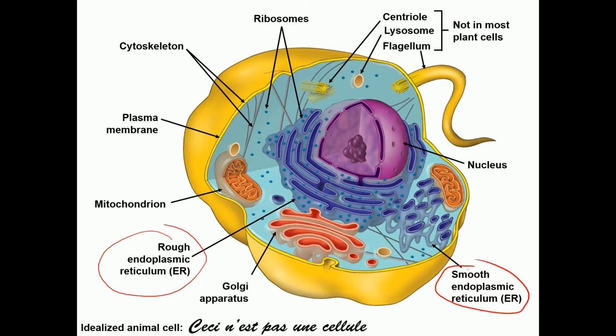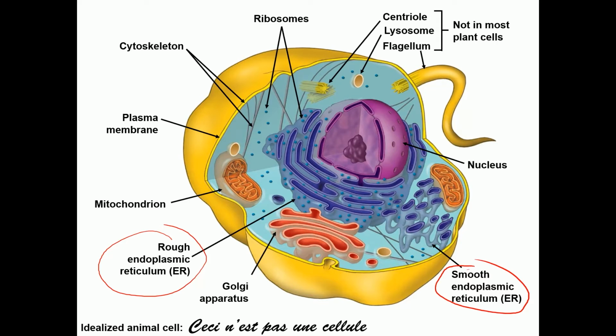The rough endoplasmic reticulum is directly outside the nucleus. You can see it's physically attached to the nuclear envelope. So any information that leaves the nucleus, any molecule that physically leaves the nucleus, is going to end up in the rough endoplasmic reticulum. And if it then bumps into one of the ribosomes that are here at the rough endoplasmic reticulum, it can then be translated into a protein.